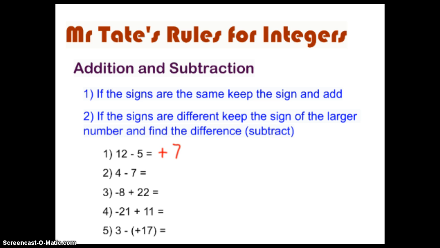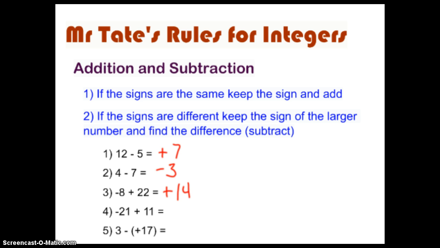On number 2, I have a positive 4 and a negative 7. Well, 7 is the bigger number. It is negative, so I'm going to throw down a negative first, because I always write down my sign, as I've said before. The difference between 7 and 4 is 3. Okay, number 3 here. I have a negative 8 and a positive 22. Well, we see that 22 is bigger than 8, and it is positive, so I'll put down the positive symbol. The difference between 22 and 8 is 14.